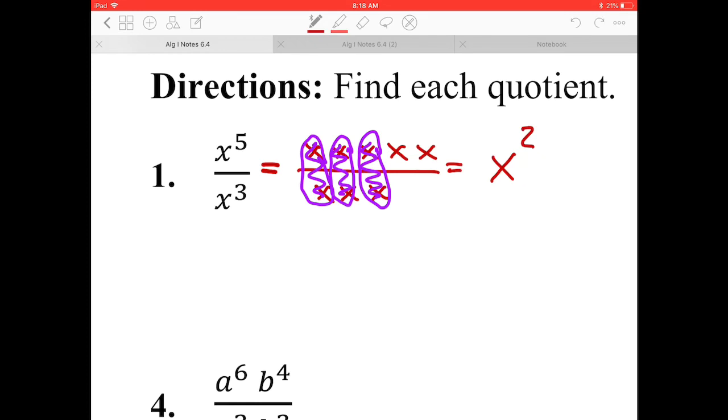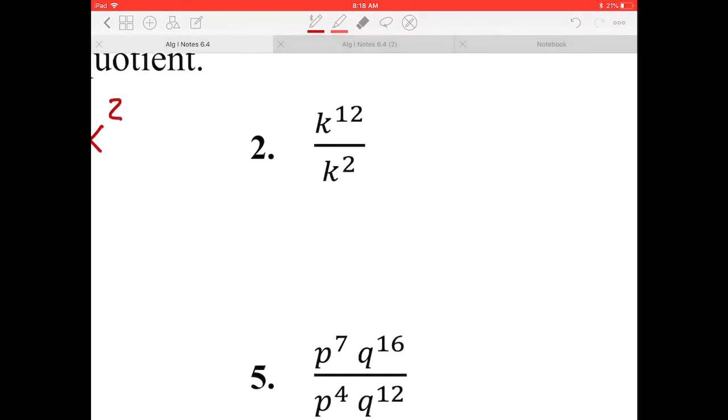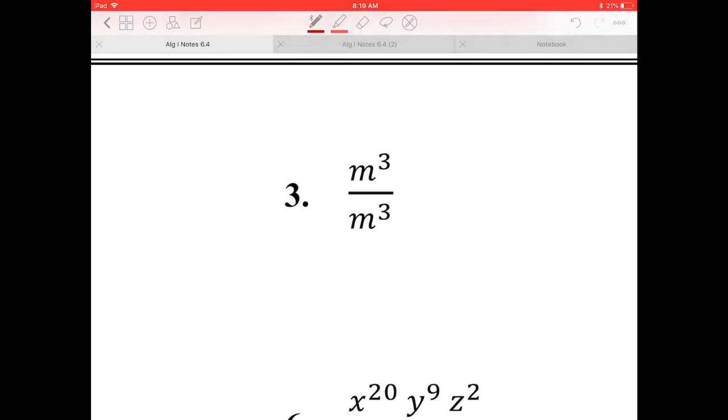Okay, so that's why the quotient rule states that basically what I can do is just subtract those. X, 5 minus 3 is 2. That's why these match up. Okay, either way you do this, you're going to get the same answer. Okay, all right, so let's quickly go through this. Number 2, k to the 12th power divided by k squared. Subtract your exponents, k to the 10th.